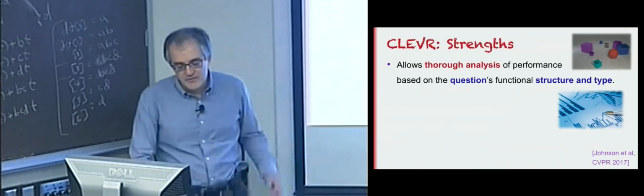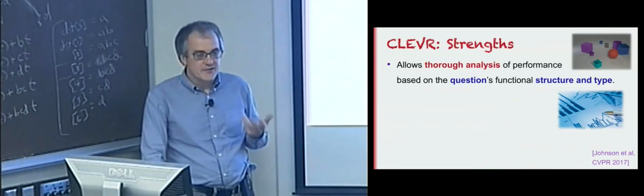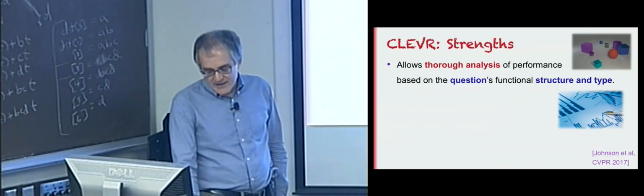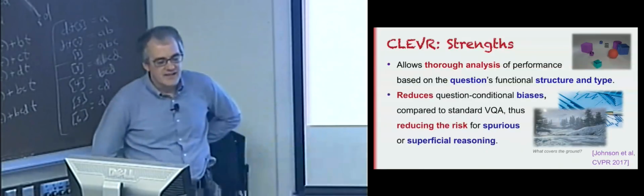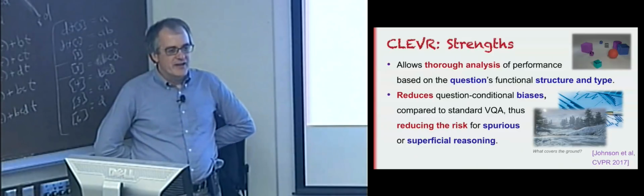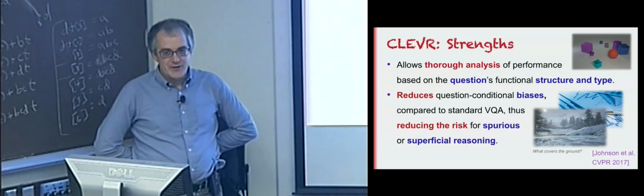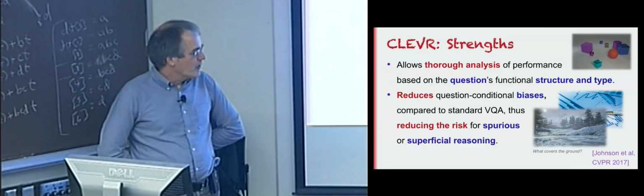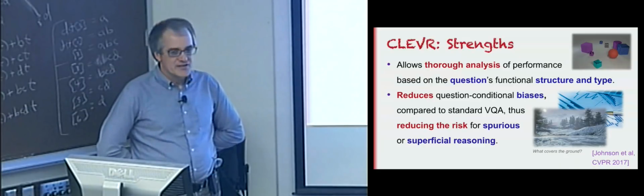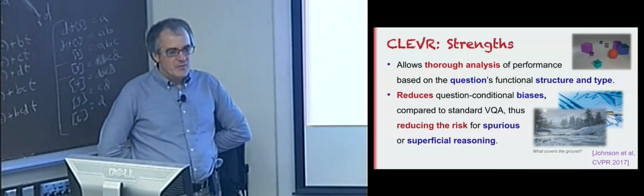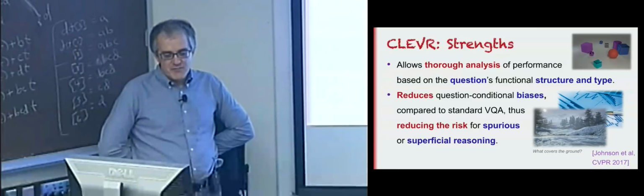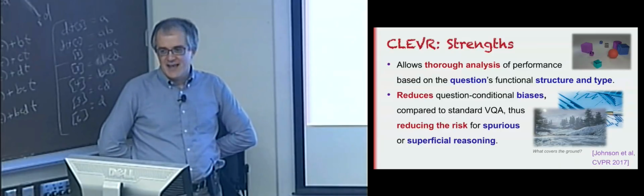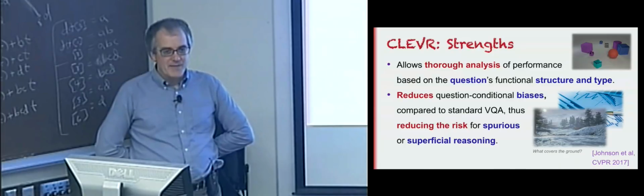So the idea of CLEVR was that because it's a controlled environment, it allows thorough analysis of performance based on the question type and structure. But more specifically, the answer to why they invented CLEVR was that there had been somewhat of a crisis in the vision community about earlier visual question answering tasks. It was meant to be a good AI task of asking questions about pictures, but what had been shown was that because of very strong biases in the data and the world, a lot of the time you didn't actually have to understand much or anything of the visual scene in order to answer the question.